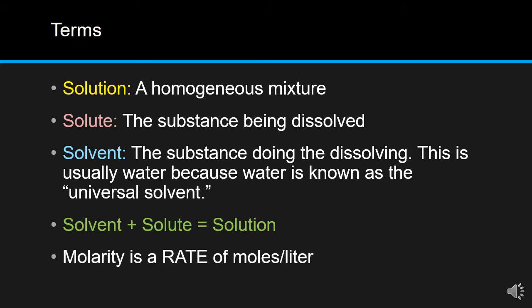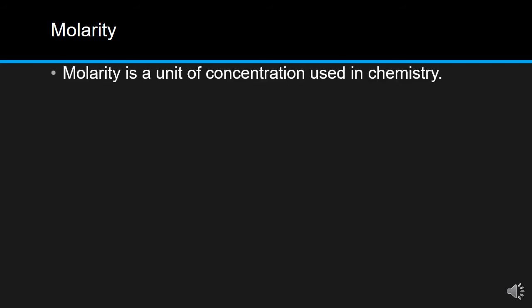So we use a term called molarity as our unit for solutions, and we're going to look at that in just a second. Molarity is a rate of moles per liter. Okay, so we have molarity. Let's talk about what this is. Molarity is a unit of concentration used in chemistry, and concentration is how much stuff is in a certain volume.